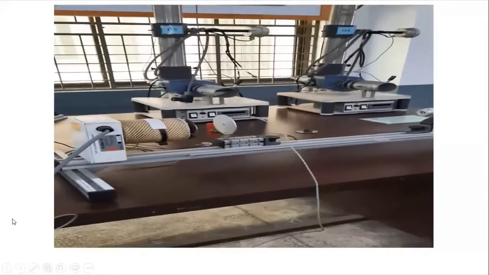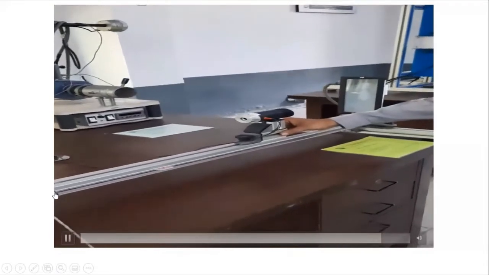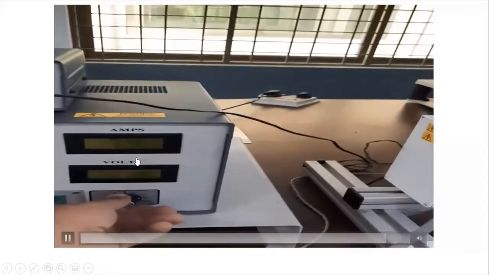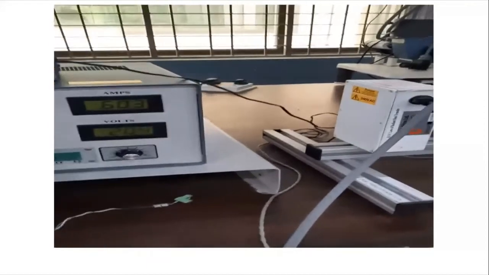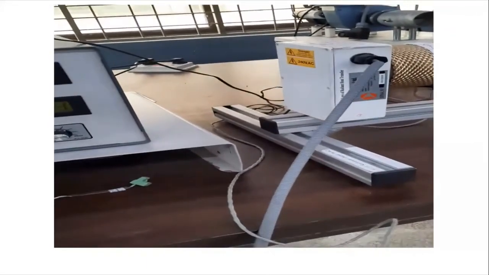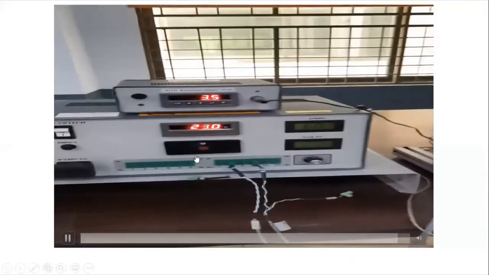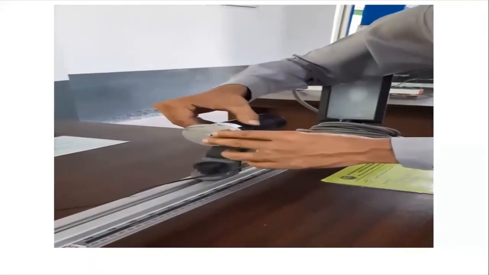So we are just varying the distance of this radiometer from the heater, and we will measure the value of the intensity of radiation from this unit. You can also change the voltage and current, and we will also take the readings of T10, the temperature of the heater, and also the temperature of the black body. So this is all about this experiment, how we will perform the experiment. After taking this reading, he just covered the radiometer.